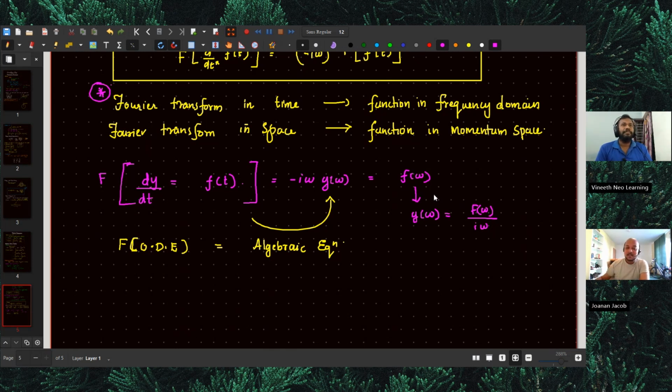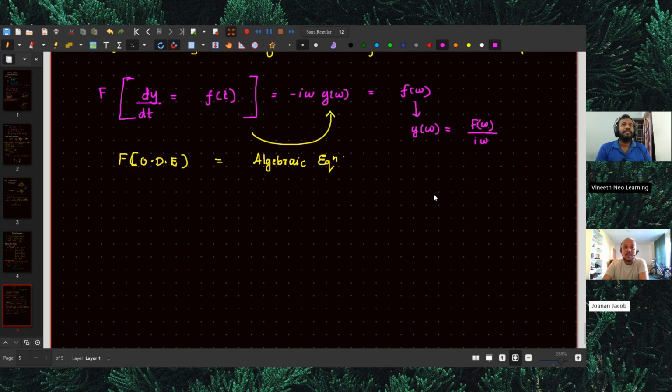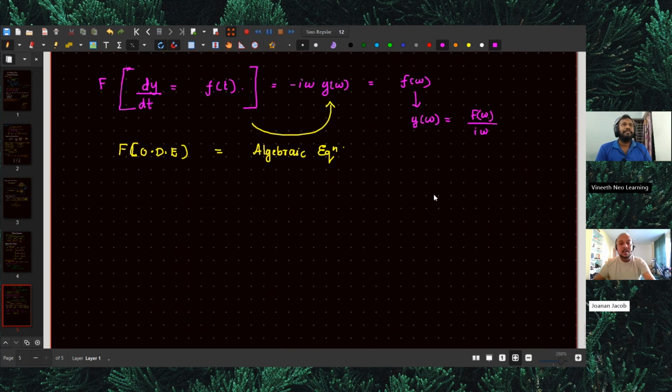So now let's talk about it, not in much more detail, but I hope you got an idea. Now, what happens if I have a partial differential equation? What will be the use here? What will happen if I take the Fourier transform of a partial differential equation? Could you just guess?